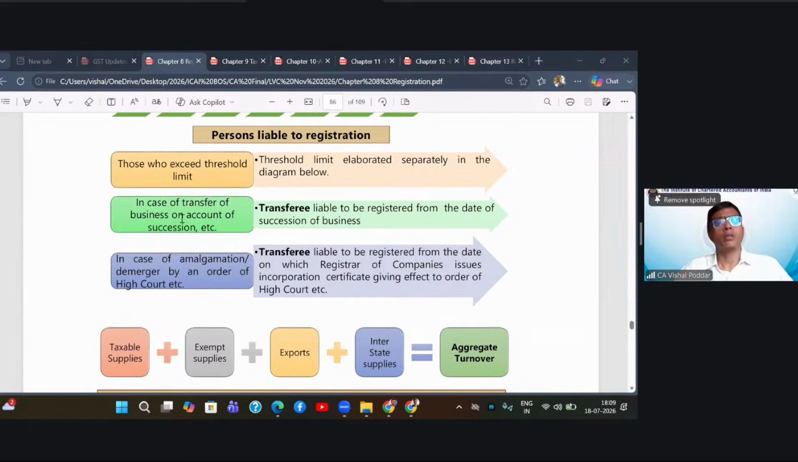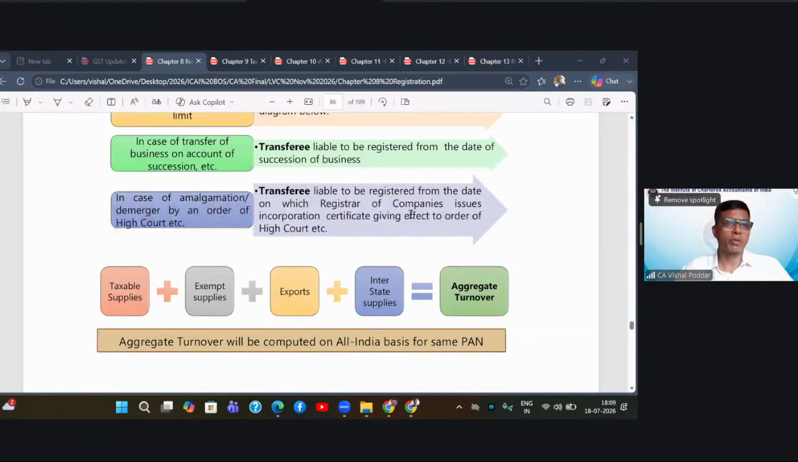Within section 22, there are two more cases. Wherever there is a transfer of business, so you are taking over somebody else's business as a going concern, then as a transferee, you will be liable to take registration from the date of succession of that business.